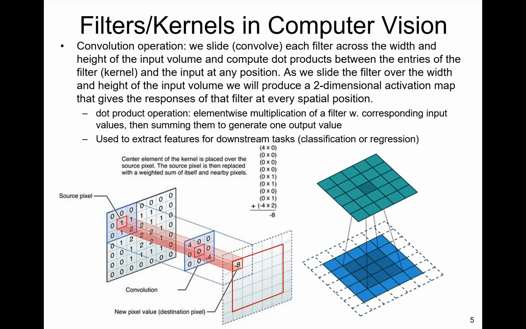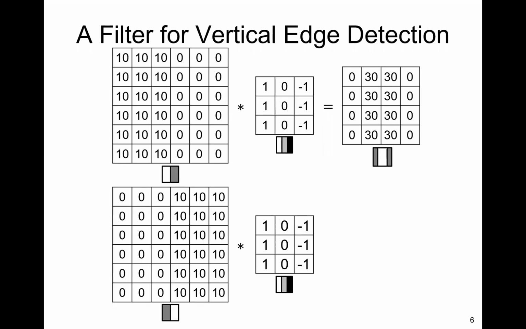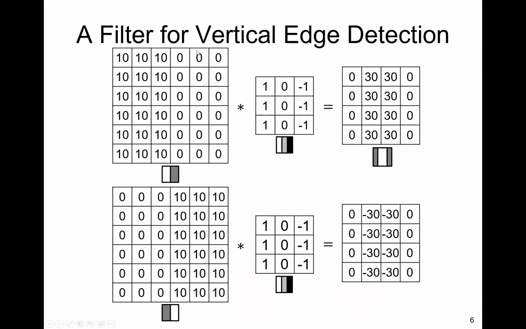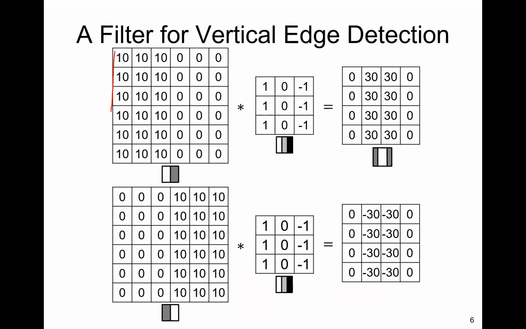So this operation is used to extract features for downstream tasks, either classification or regression. Here's an example of a filter for vertical edge detection. If you work out the multiplication operation, this image patch multiplied by the filter gives you 0.